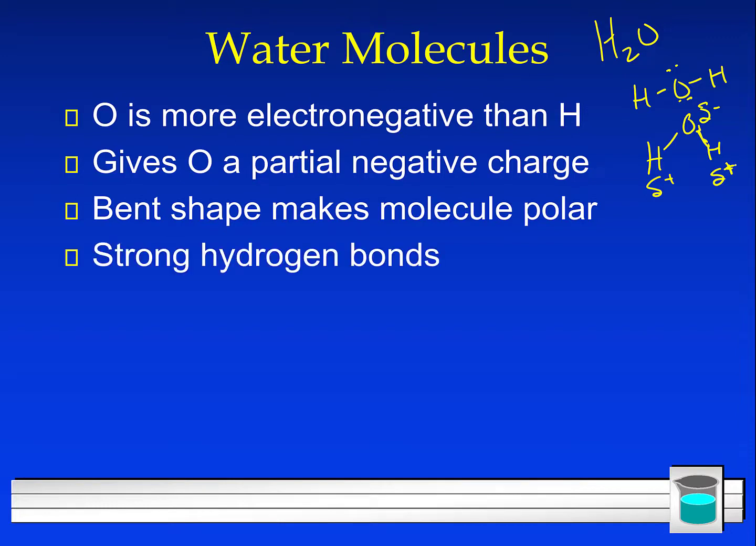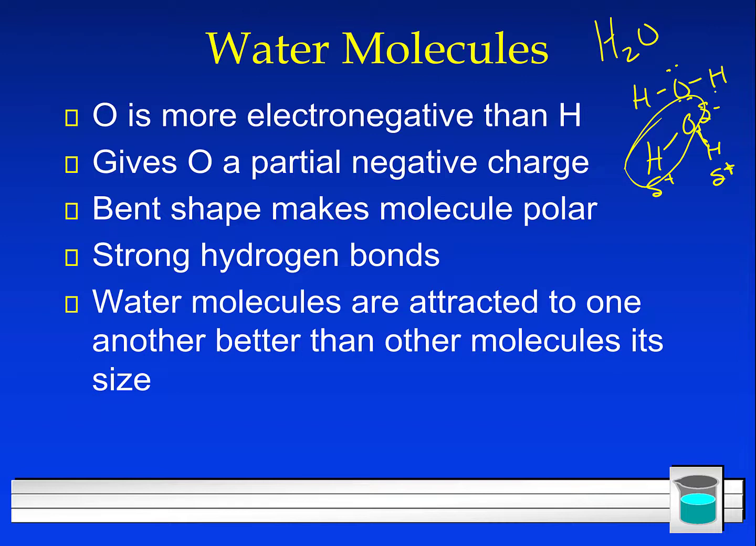And if you remember right, because we have oxygen hooked to hydrogen, not only is it polar, it can make strong hydrogen bonds. Okay, so water molecules are attracted to each other really, really well. Hydrogen bonds are the strongest intermolecular force. Water can make two of them, one off each hydrogen. So water molecules are stuck to each other better than other molecules the same size. Remember, the bigger the molecule, the better they stick. But water sticks together unusually well for something so small.